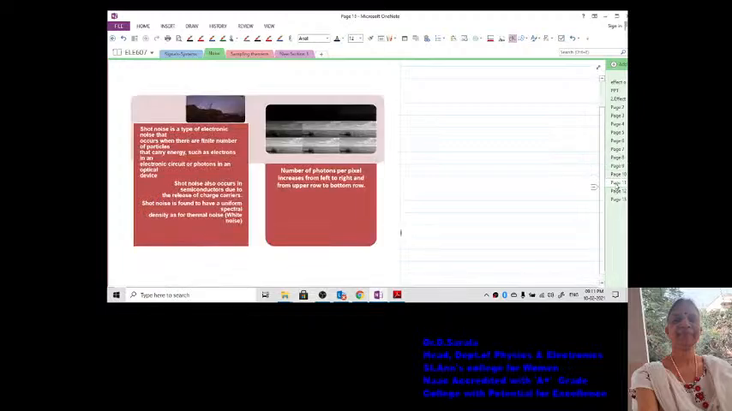Shot noise: the number of photons per pixel increases. As you can see, generally this is a picture that they discuss as a number of pixels. The intersection of row and column is a pixel. The more the number of pixels, the better the clarity.